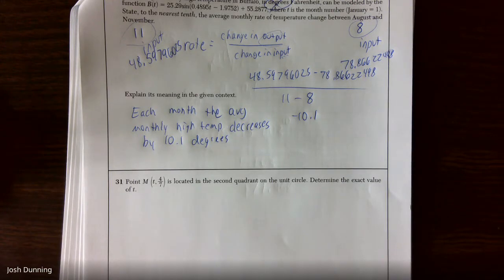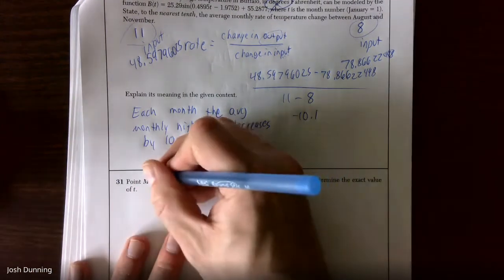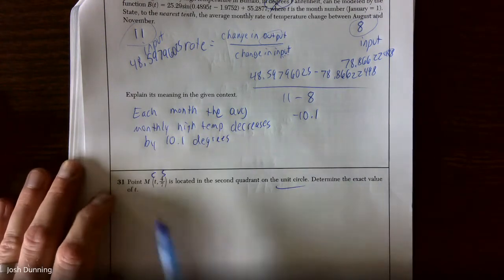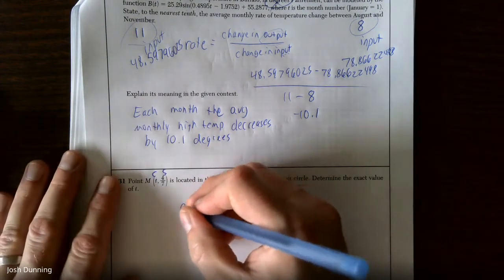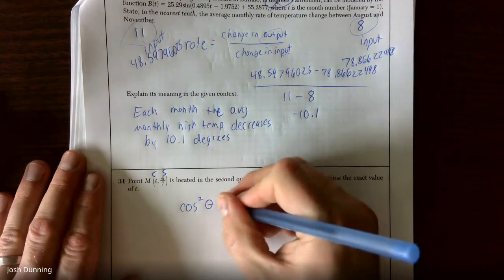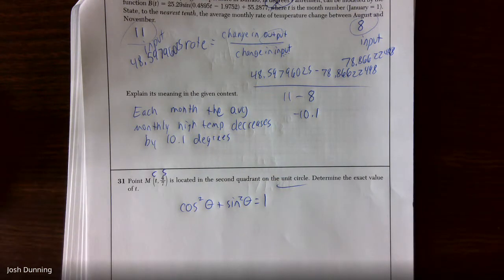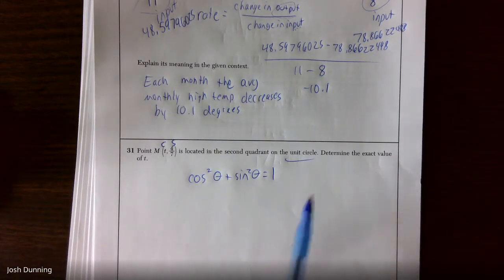Point (t, 4/7) is located in the second quadrant and it's on the unit circle. All right, we're on the unit circle. That means cosine and sine. Determine the exact value of t. Well, t is cosine, so we're just looking for cosine. I don't remember if it was sine or cosine first, the way we did it. It works either way. I apologize if we always did sine squared plus cosine squared. This is the same thing.